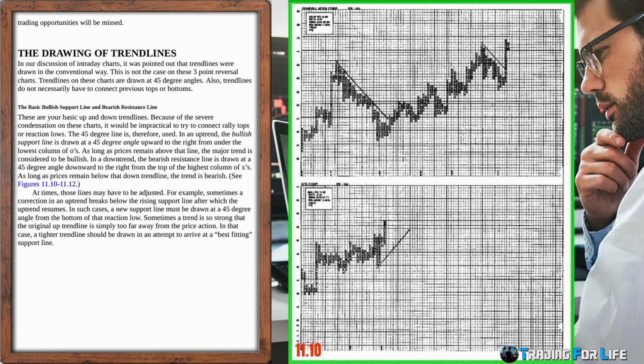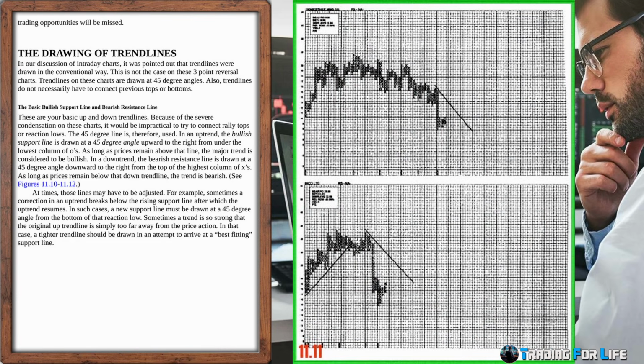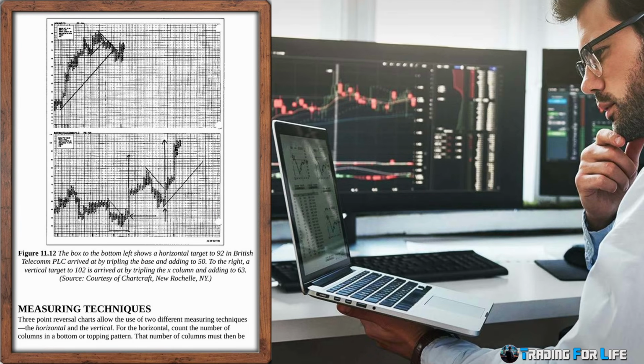At times, those lines may have to be adjusted. For example, sometimes a correction in an uptrend breaks below the rising support line, after which the uptrend resumes. In such cases, a new support line must be drawn at a 45-degree angle from the bottom of that reaction low. Sometimes a trend is so strong that the original uptrend line is simply too far away from the price action. In that case, a tighter trend line should be drawn in an attempt to arrive at a best-fitting support line. Measuring techniques. 3-point reversal charts allow the use of two different measuring techniques, the horizontal and the vertical.